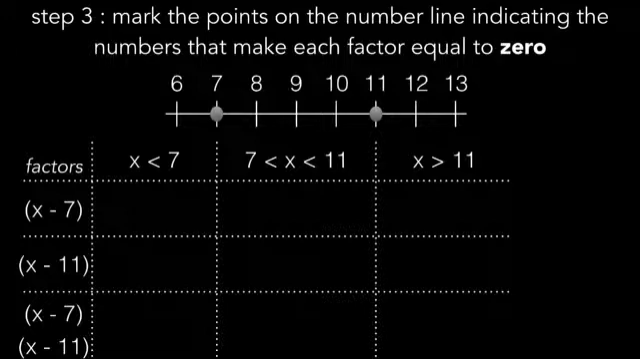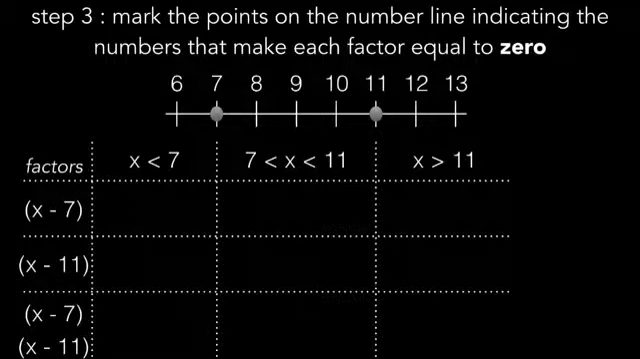Now we must obtain the signs. In order for you to obtain the sign, you must make use of the substitution method. But first, we must start with a particular region. Let us start with the region x is less than 7. That includes all numbers less than 7. In the first row, we see the factor x minus 7. We must substitute any number less than 7 into the factor in order for us to obtain the sign.